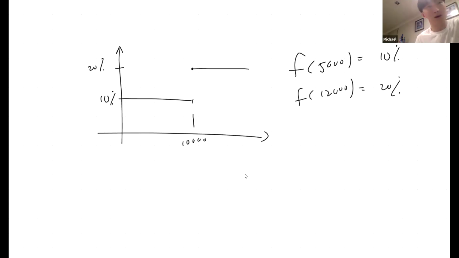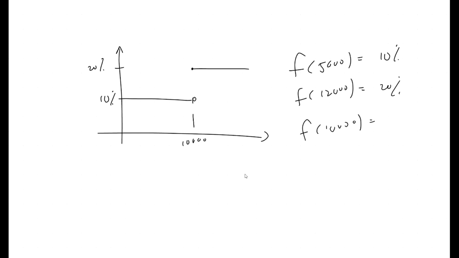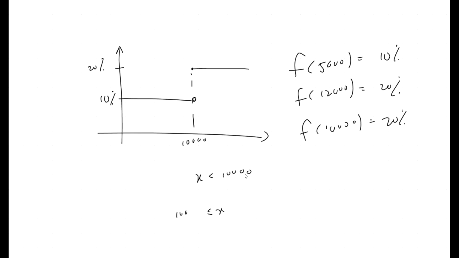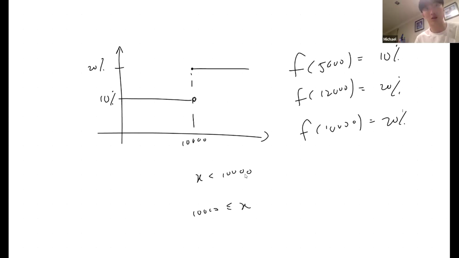What about f of exactly 10,000? 10%? No, 20. Because look at it here, the circle means that this point does not include 10,000. It means anything below 10,000. And the other criteria is above and including 10,000. So this is what the solid dot and the empty dot mean.